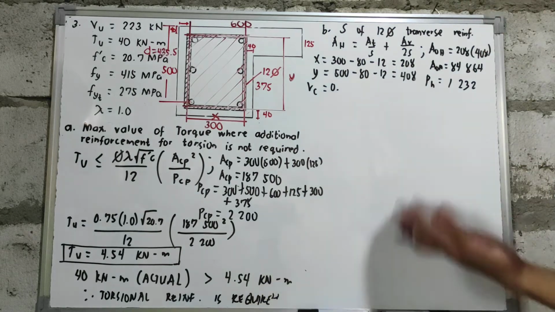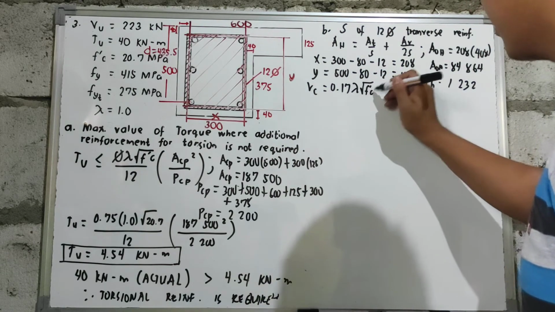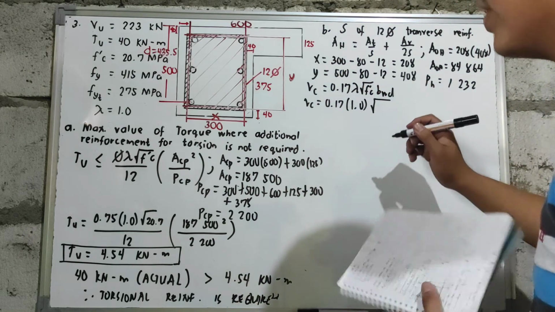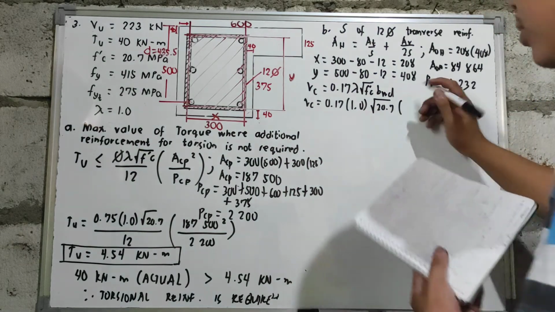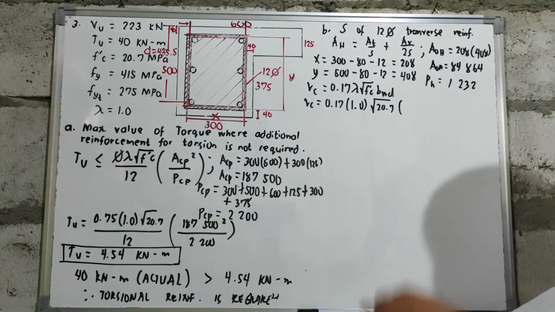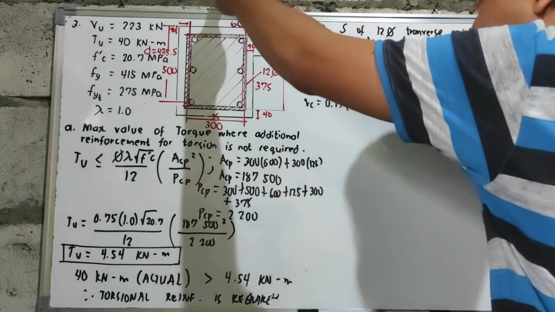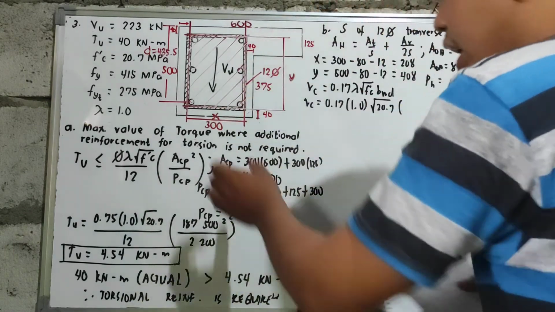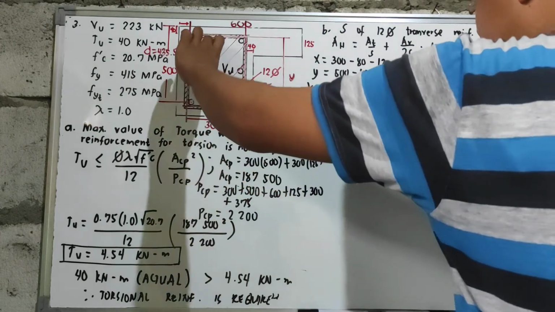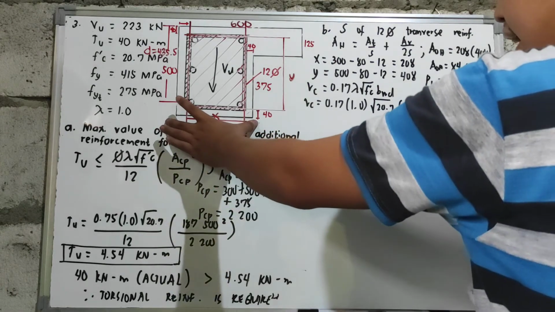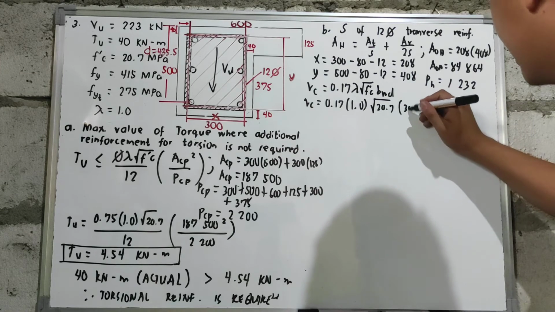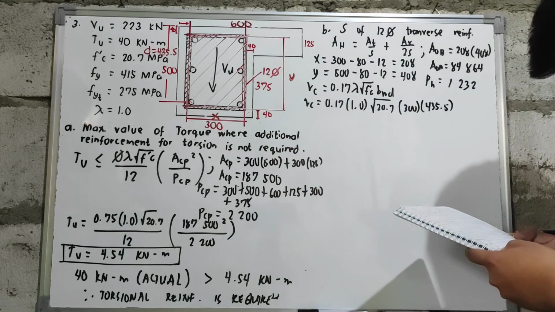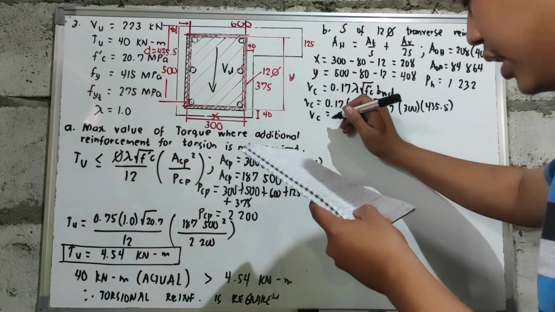So since wala naman sinabing simplified or detailed, let's choose simplified. Lambda square root of F prime C BWD. So V sub C, we have 0.17. Lambda, that is 1.1. Square root of F prime C natin na 20.7 multiplied by BW. So that will be the width of your web. So kahit na anong mangyari, kapag sinabi nating width ng web, that is always shown perpendicular dun sa direction ng VU natin. So meaning to say, yung perpendicular na dimension dito sa direction ng VU natin, that is yung BW natin. So you have 300 multiplied by yung effective depth natin na 435.5. So we have a value of your V sub C which is equal to 101.10 kilonewton.